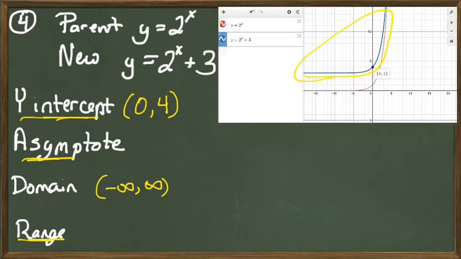The asymptote, what line am I getting close to and never touching? Well, I went up 3 units. Originally our asymptote was at 0. If I go up 3 units from 0, that means 3. Our range is going to take this 3 and go up from it, so it's 3, comma, infinity.